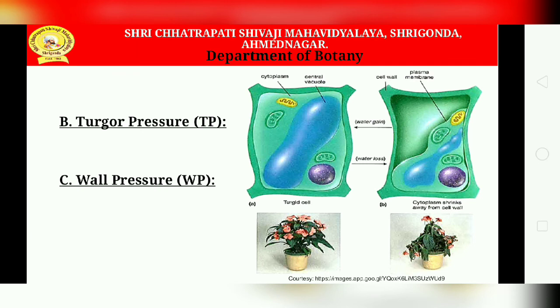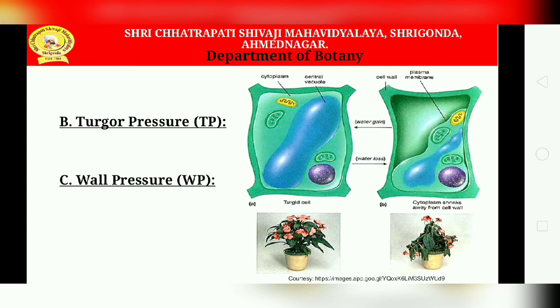Now the next is turgor pressure, that is TP. It is the pressure developed on a cell wall due to turgidity in a cell. When a cell is kept in a hypotonic solution, water from the outside enters into the cell, and the cell becomes turgid and develops a pressure known as turgor pressure. The vacuoles get filled with water and then turgor pressure is formed.